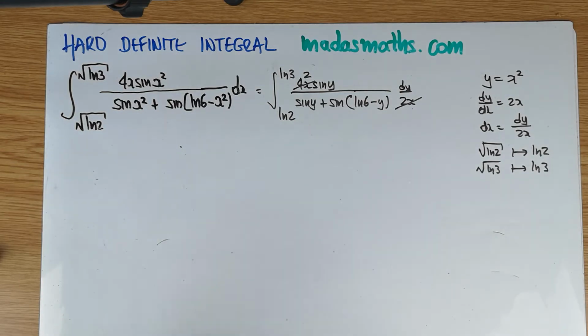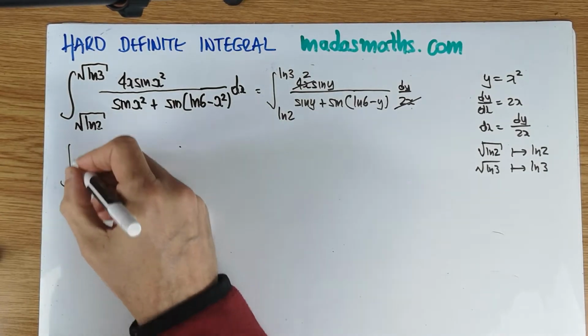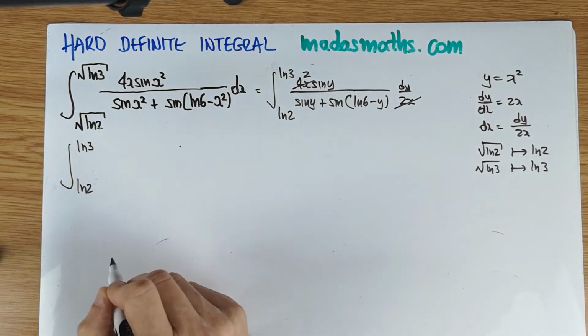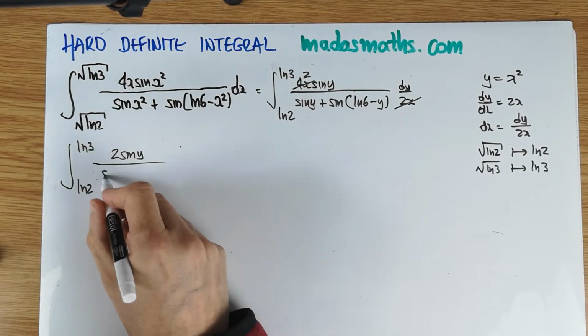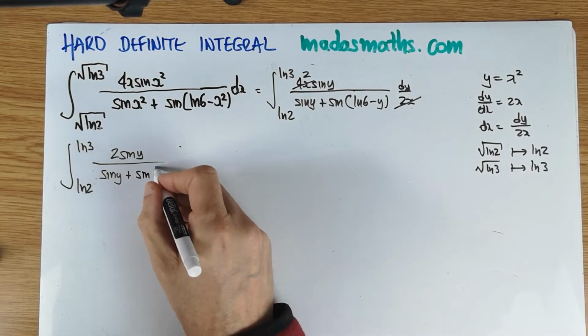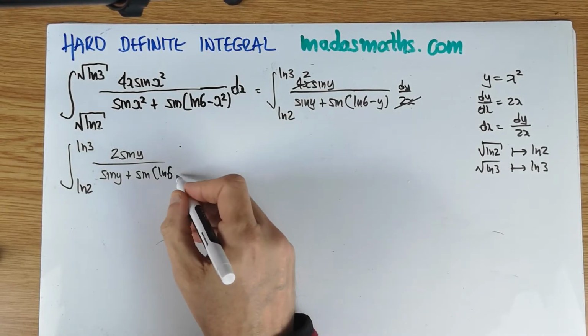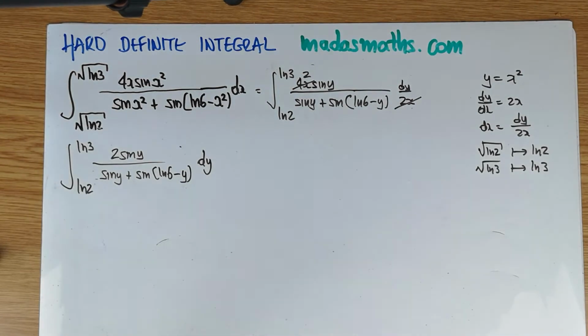Okay. So far so good. So we got the log of 2 to log of 3 of sine of y over sine of y plus the sine of log 6 minus y, dy. And definitely that is much more sensible than the original integral we started with. Okay, now the next substitution is quite bizarre. I will talk about the substitution in more general form, but for the time being I'm just going to do it, and then I will discuss it afterwards.